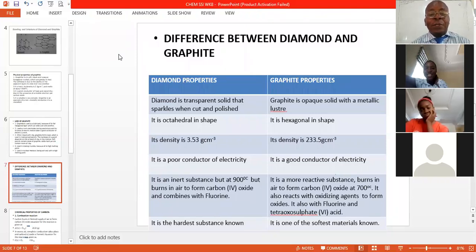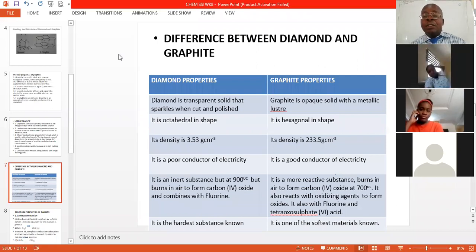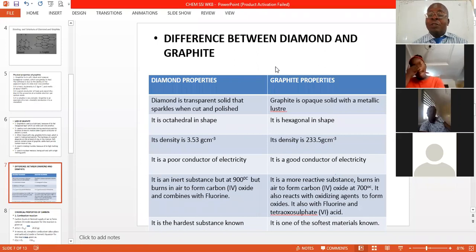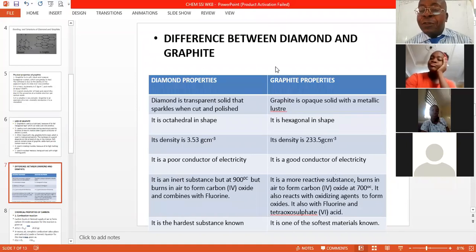Diamond is an inert substance, but at 900 degrees Celsius, burns in air to form carbon 4 oxide, and also combines with fluorine. Graphite is more reactive, burns also in air to produce carbon 4 oxide. You know, both of them are forms of what? Carbon. So when carbon burns in excess oxygen, the product is what? Carbon 4 oxide.